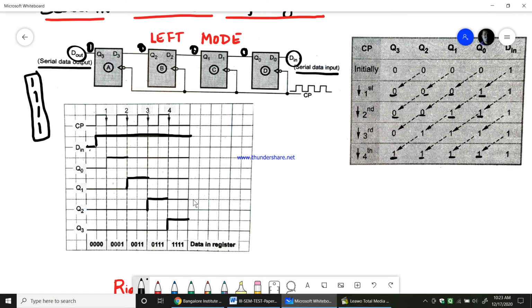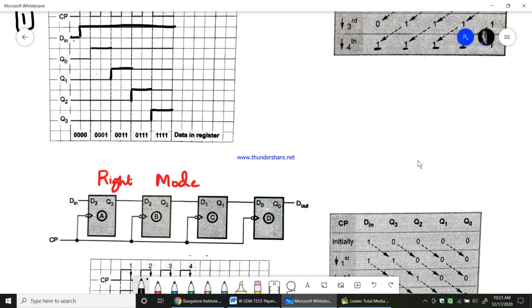So this is the clock diagram of the left mode serial in serial out shift register operation, where a negative edge triggered clock pulse is used here. That is the reason why the flip flop is getting triggered at the negative edge clock pulse whatever you see.